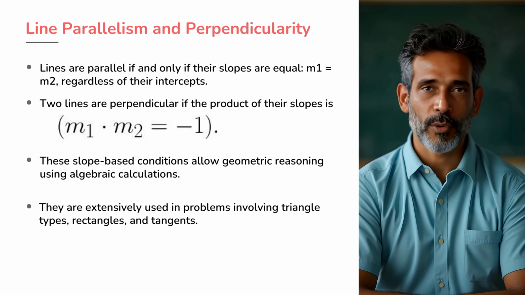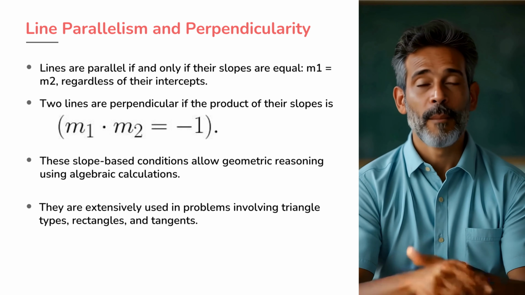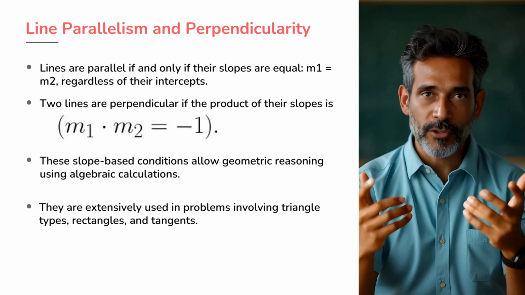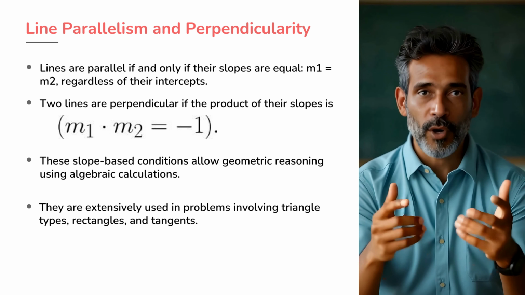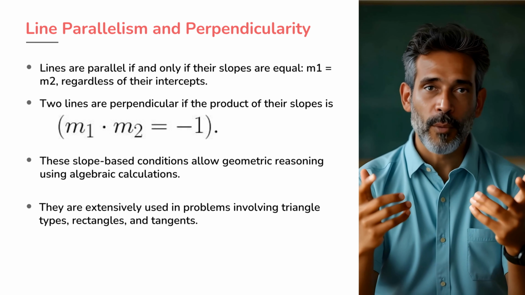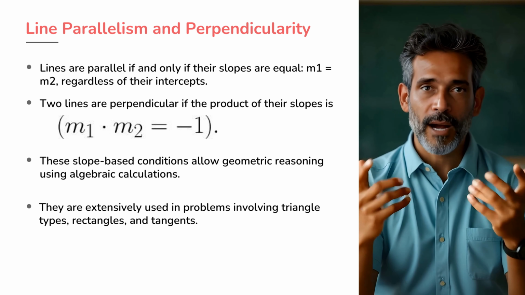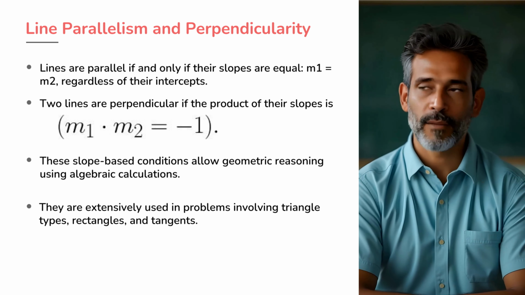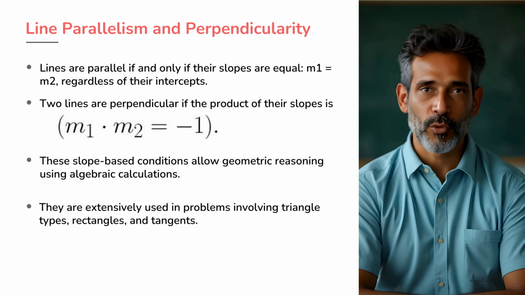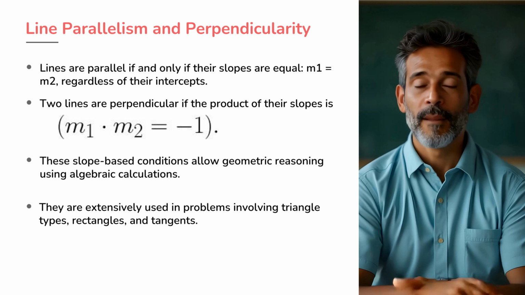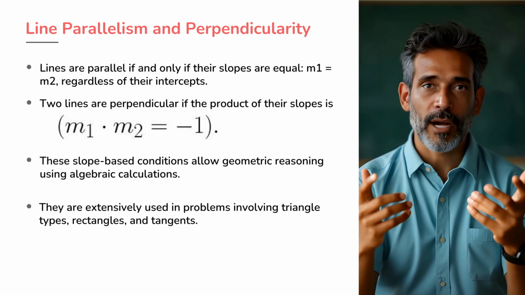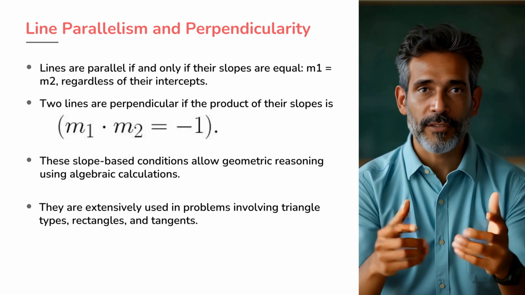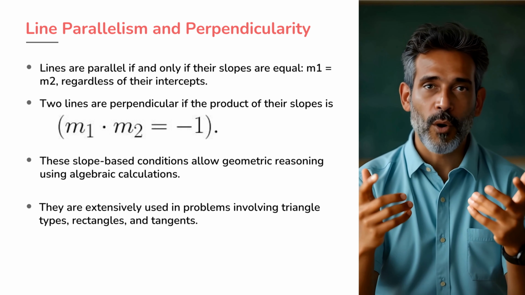Let's revisit the slope relations that tell us if two lines are parallel or perpendicular. If slopes are m1 and m2, then lines are parallel when m1 equals m2. Lines are perpendicular when m1 multiplied by m2 equals minus 1. For example, if slope 1 is 2, slope 2 must be negative 1/2 for the lines to meet at a right angle. These simple slope rules help us quickly check if shapes like triangles or rectangles are right-angled, or if tangents to curves are perpendicular or parallel.